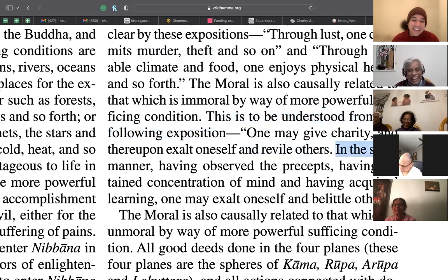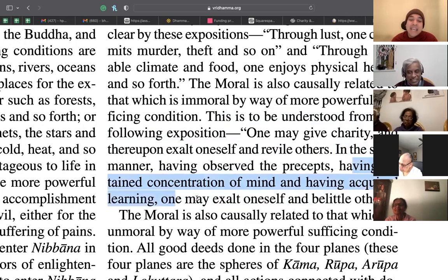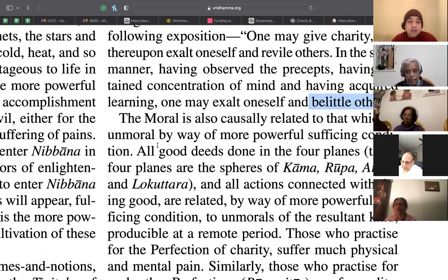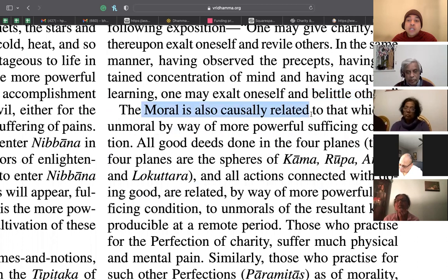In the same manner, having observed precepts, having attained concentration of mind, and having acquired learning, one may exalt oneself and belittle others. Right? Kusala dhamma, akusala dhamma. Right? The moral is also causally related to that which is immoral.